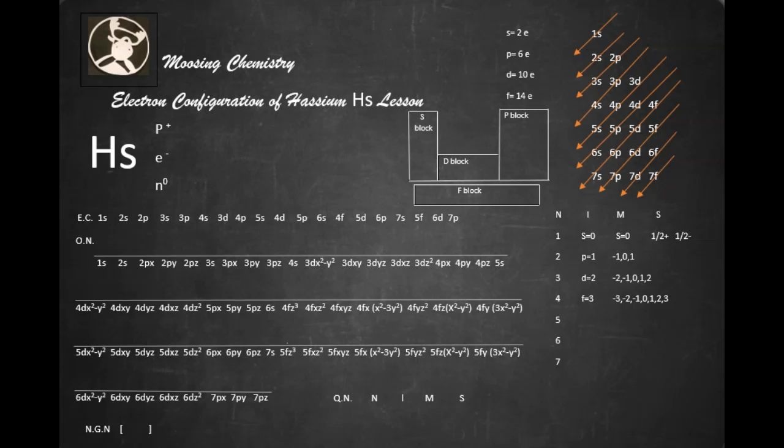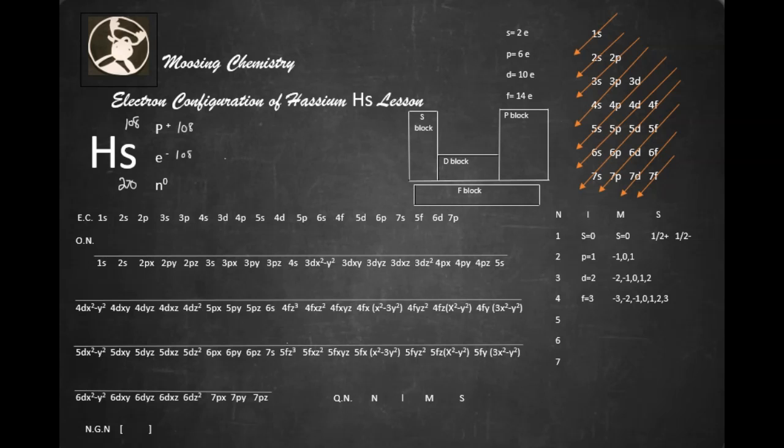Chemistry. This is electron configuration Hassium, Hs. Hassium happens to be element number 108. It has an atomic mass unit of 270. Okay, that means we have 108 protons in the center, because that's the atomic number. And since it's electrically neutral, it has 108 electrons.